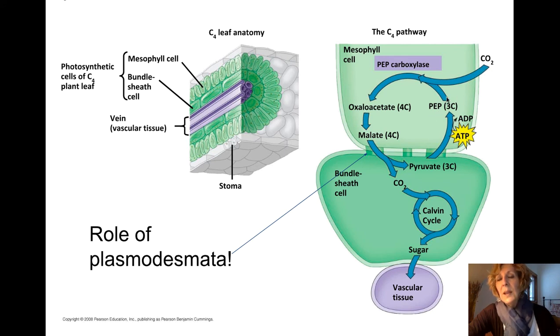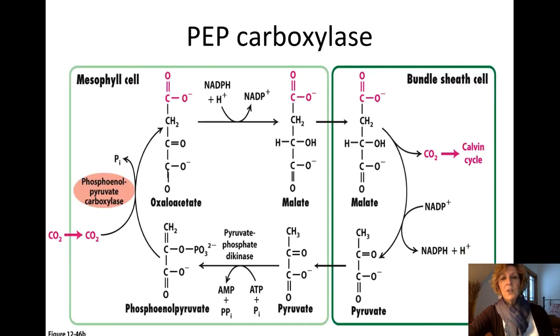So CO2 in, PEP carboxylase fixes it there to a 4-carbon molecule. I've got malate here, and malate is basically storing the CO2 just for a little bit until we can get into the bundle sheath cell. CO2 is released here, and then it goes right into the Calvin cycle, just like a normal Calvin cycle, and makes some sugar, and the sugar goes right into the vascular tissue. So that is a way to circumvent photorespiration.